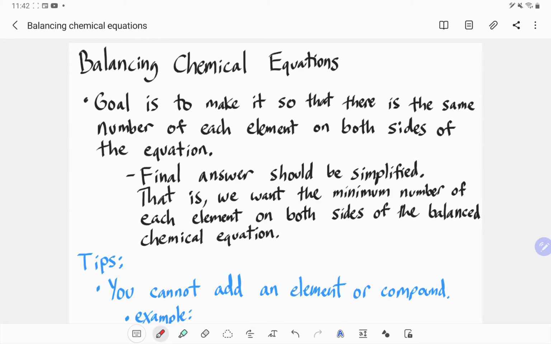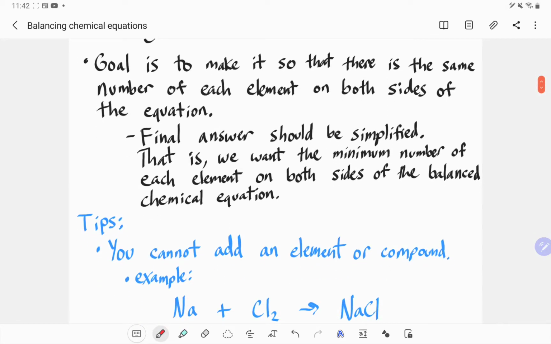Also, our final answer should be simplified. That is, we want the minimum number of each element on both sides of the chemical equation. So even if it's balanced, we shouldn't have a million of a certain atom on one side and a million of that same atom on the other side. We can probably simplify that. So we want it balanced, and we want the minimum number of each element.